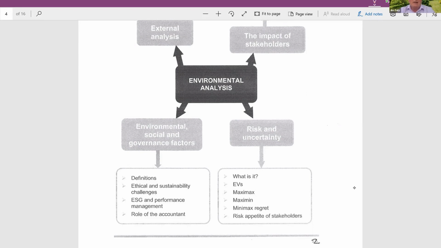So by risk and uncertainty, what is it? We need to be able to use expected values, maxi-max, maxi-min, mini-max regret, and the risk appetite of stakeholders. Maxi-max means we are risk takers. Maxi-min means we are risk averse. Expected values mean we are risk neutral, and mini-max regret is opportunity loss. And we appraise looking at it from the risk appetite of the stakeholders involved. That covers, as we said, section 2, okay?